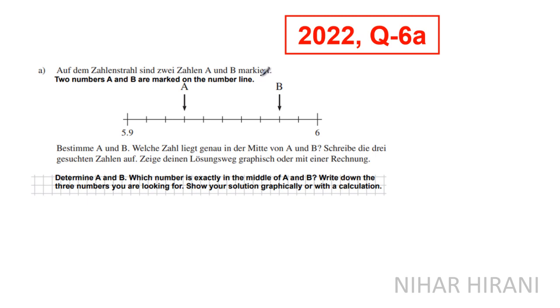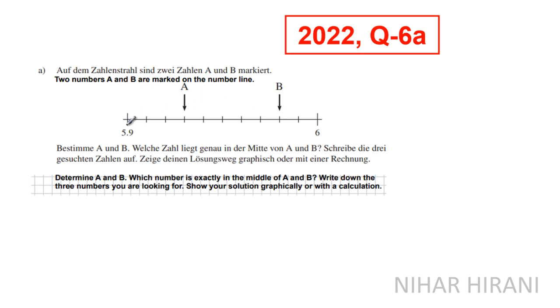I will explain this question in English, and I have written this question in German and English both. So here it says determine A and B, which number is exactly in the middle of A and B. So let us start and decide what is A and what is B. That is very simple.